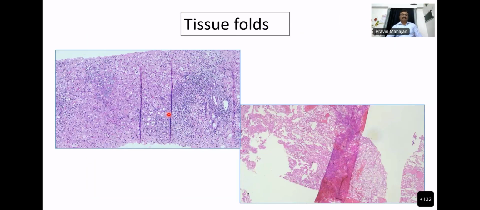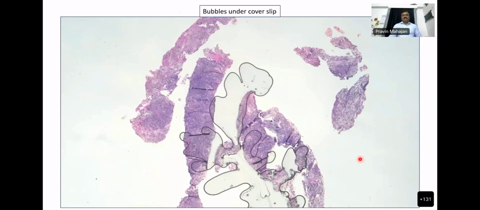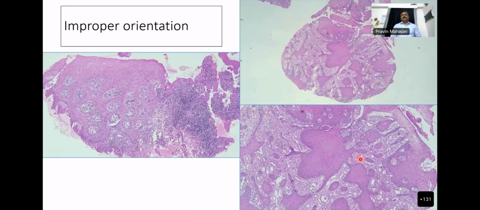Tissue folds can be minor, like in the left hand corner image, and can be major. In a small biopsy, it can be a problem. So this should be avoided. And bubbles under the cover slip can also be a problem if you are not careful while mounting. Then you can have one or multiple bubbles under the cover slip, and you need to remount these slides again. Improper orientation is a big headache for pathologists. This is a squamous epithelium or squamous mucosal biopsy. You can see that actually it is a case of pseudoepitheliomatous hyperplasia of the squamous mucosa.